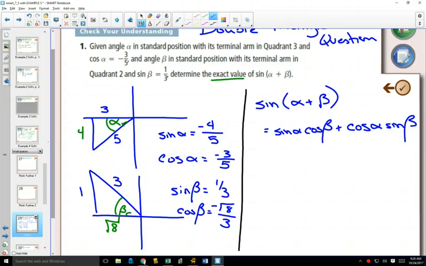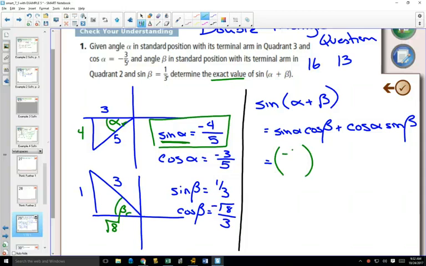So the double triangles, or your 2 triangles, give you all the information that you need to plug into your formula. When you're doing this, you have to ask yourself, do I know what alpha is? Or do I know what sine of alpha is? Right here, I know sine of alpha is negative 4/5. So that means I can replace the whole sine of alpha with negative 4/5.